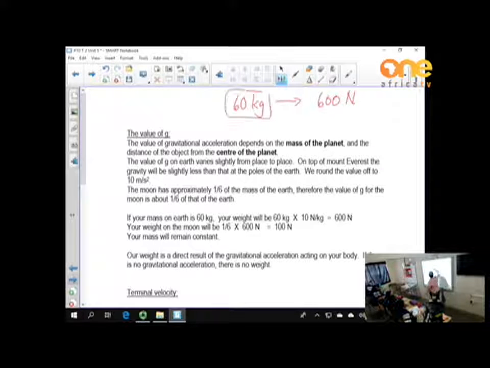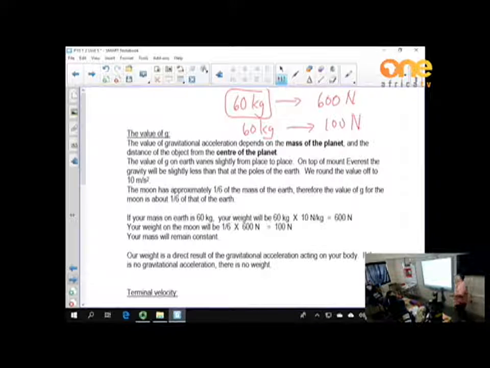Have I lost an arm and a leg? No. I still have a mass of 60 kilograms. But due to the mass of the moon being less than that of the Earth, my weight on the moon is going to be approximately 100 newton.